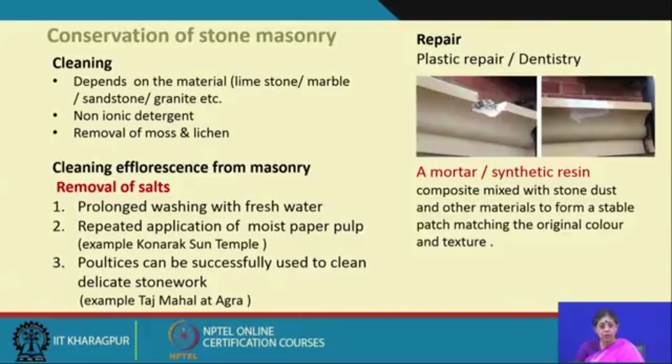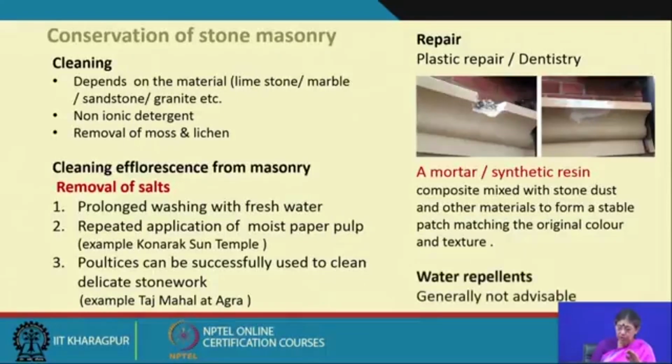What is that and how is it done? Because sometimes wrongly we use a lot of cement in that, and cement is a stronger element. It may initially look good, but ultimately the compatibility is not there, it falls, and in that process it can take out the original material. So, even if you do plastic repair or dentistry, one has to be very careful about the method and what type of mixture is used. A lot of skill is also required for that.